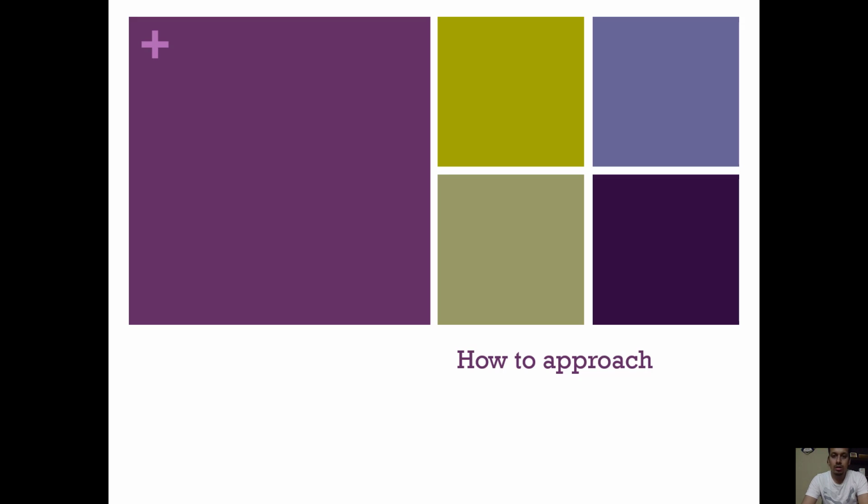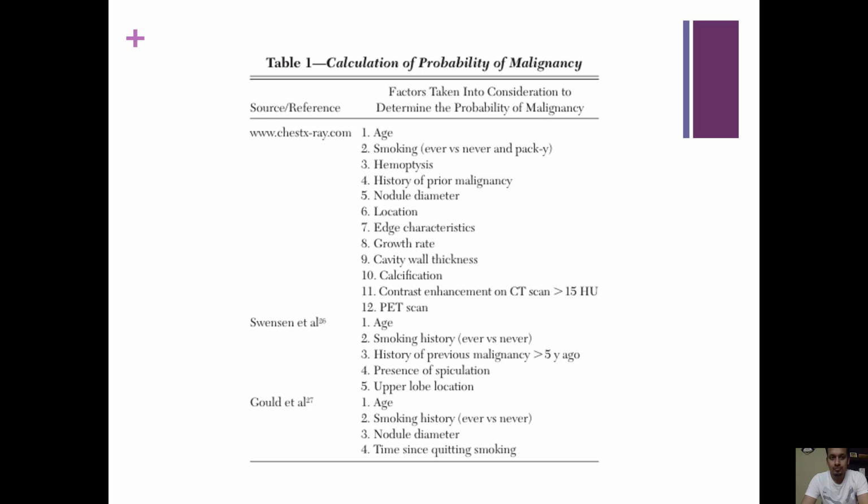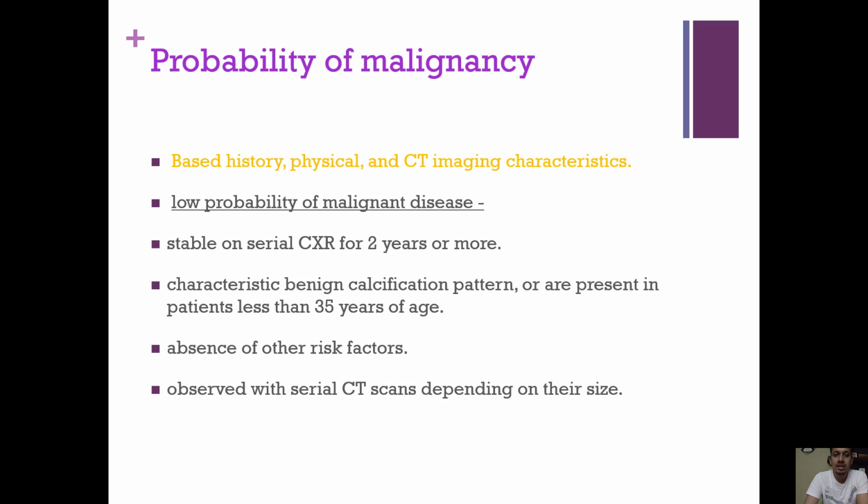So now let's see how to approach the case of solitary pulmonary nodule with one example. So first of all, as we previously saw, to see whether the probability of malignancy in that particular patient is high. And there are lots of guidelines on how you can predict whether a patient is at high risk of the SPN being a malignancy or otherwise. So you can check these references. Most of it is what we have already spoken about.